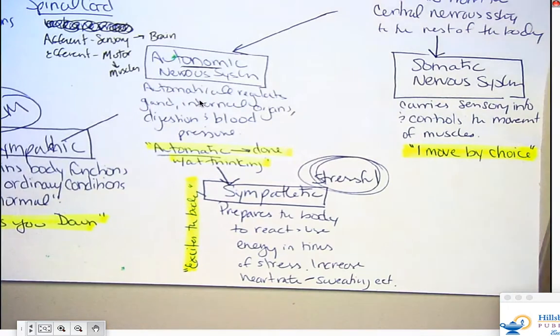So your autonomic is everything you don't think about. What is something you don't think about? Writing wouldn't work, because you have to think about the words and stuff like that. Simplify. What is something we don't think about?